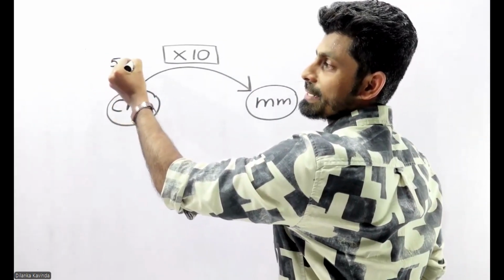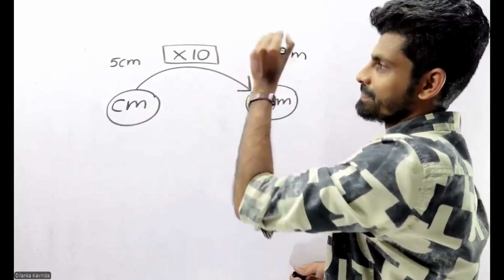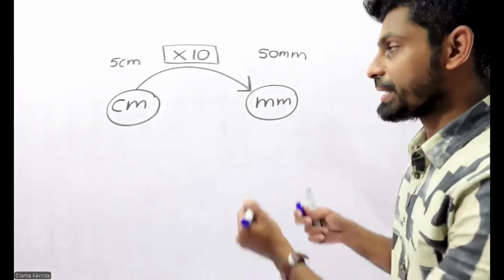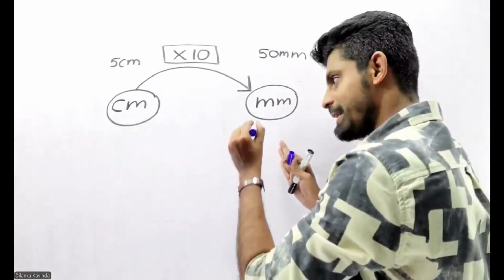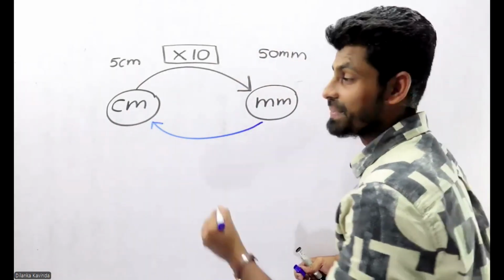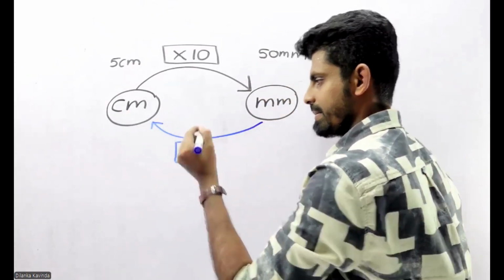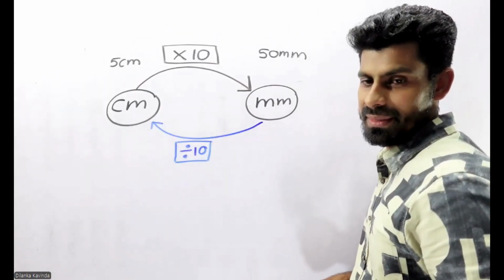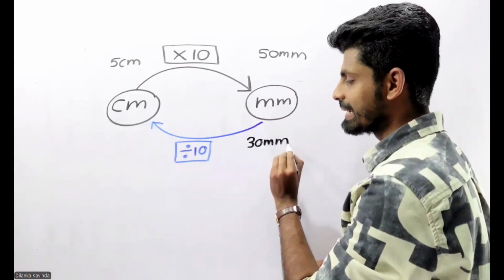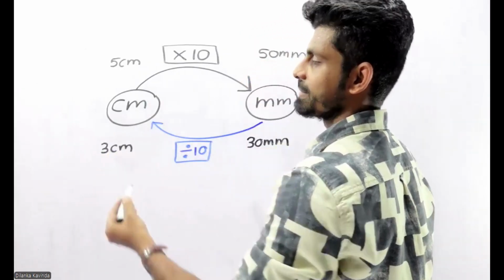5 centimeters multiplied by 10 is 50 millimeters. Okay, then how do we convert millimeters into centimeters? Divide by 10. So 30 millimeters divided by 10 is 3 centimeters.